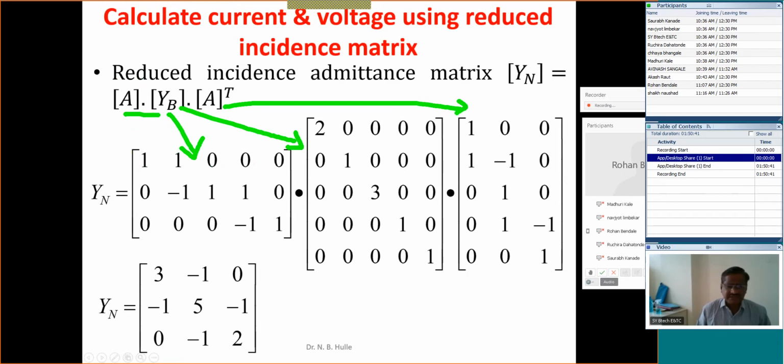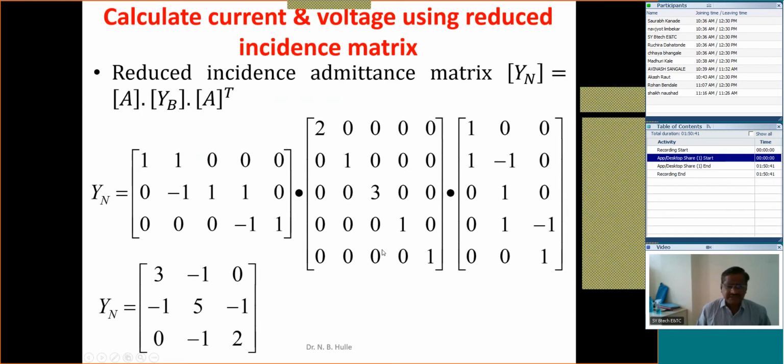Means its first row will become its first column. This is 1 1 0 0 0, then it is 1 minus 1 0 0, and look at here, this is the transpose of that matrix. Is it right? And when we have prepared about this, we will do this calculation.